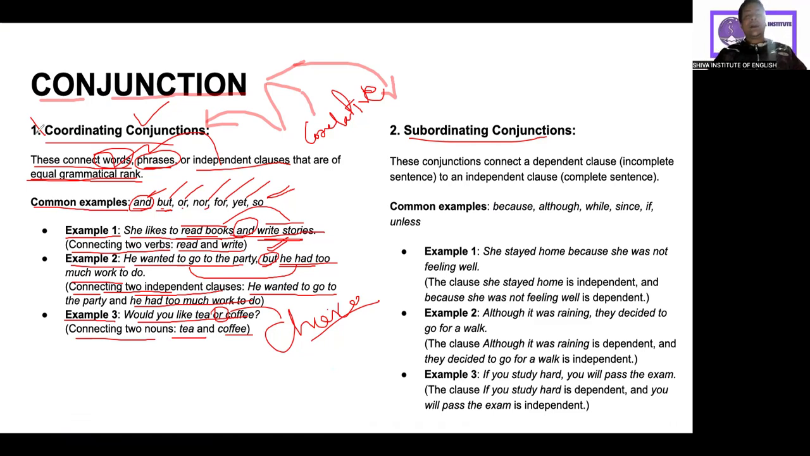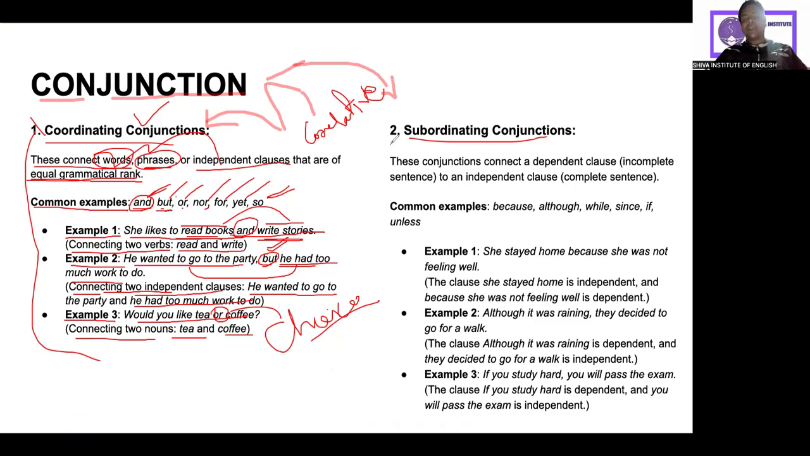So where do they come under? They come under coordinating conjunctions. Like here you find and, but, or, nor, for, yet, so. Like that you find many more, which are segregated into additional information, adversative information, then alternative information and relative information, right? So these are the four different types of conjunctions.